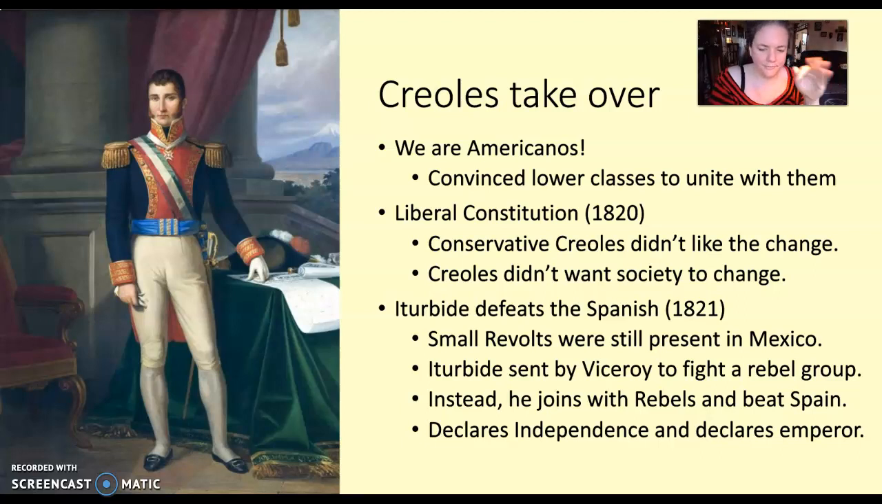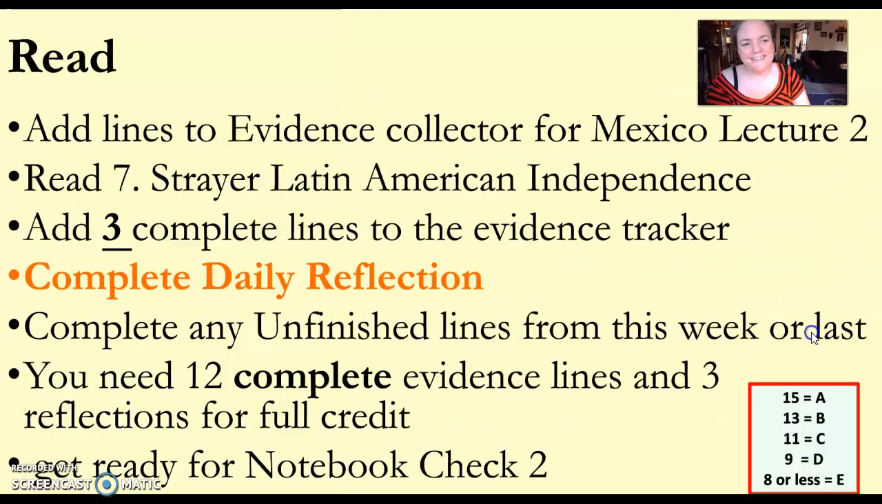Now, Iturbide defeats the Spanish in 1821, and small revolts were still present in Mexico going forward. So Iturbide is sent by the viceroy to fight the rebel group, but instead he joins with the rebels to beat Spain, declares independence, and declares an emperor. So you remember, because it's a war for independence, not a revolution: if you overthrow a king and then end up with an emperor, it's independence, not a revolution. Cool. Okay. So that's the basic timeline.